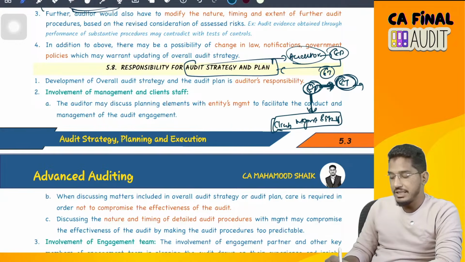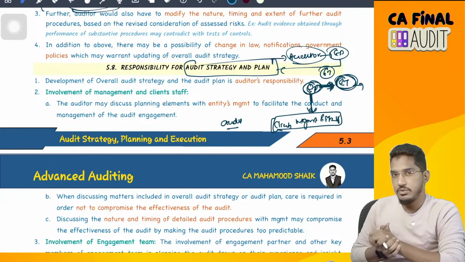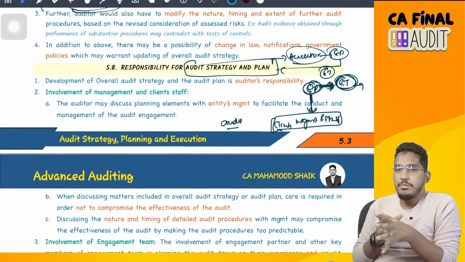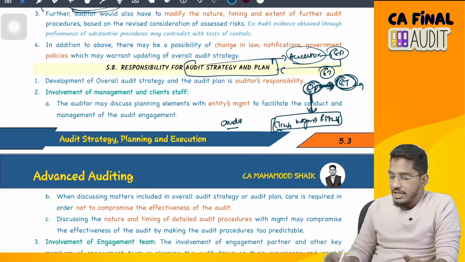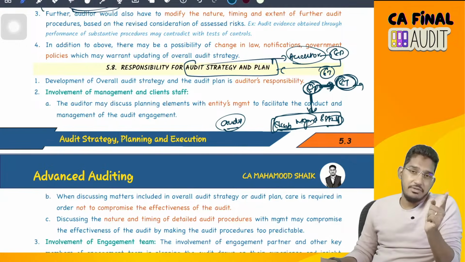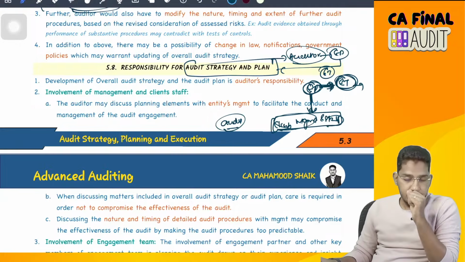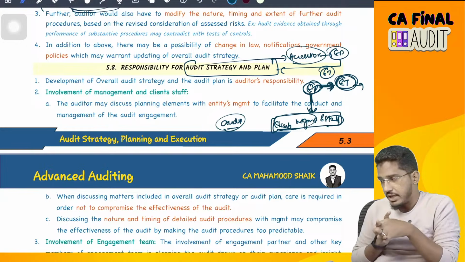Yes, you have to involve the client's management and staff. Why? Because if you want to do the audit in a seamless manner, you will need the cooperation of the management and those charged with governance. Without their cooperation, your audit will not happen in a smooth manner. So the auditor must also include the client's management and staff. But you have to be very careful here. Care should be taken that you are not disclosing the detailed audit plan and strategy with them.